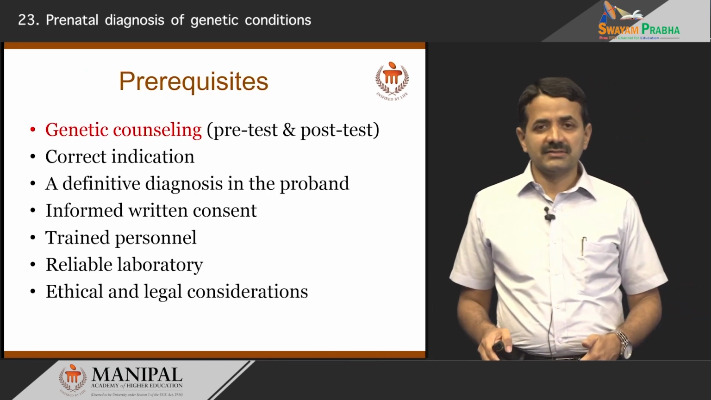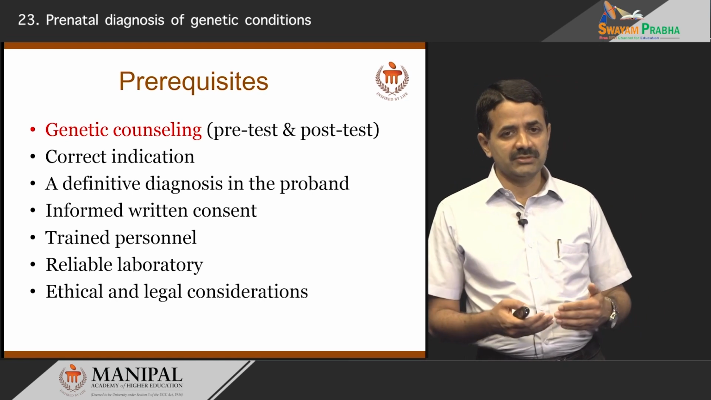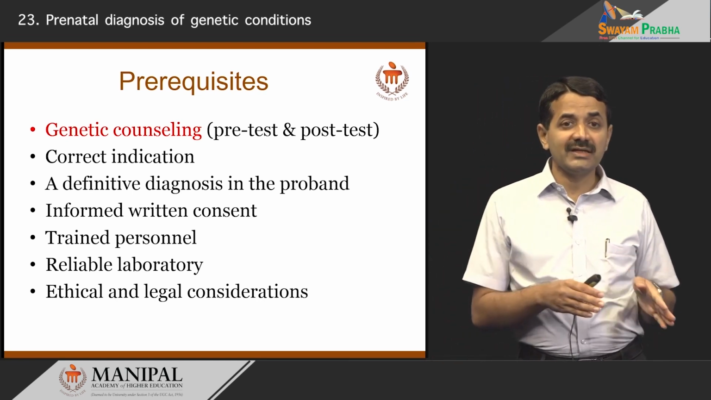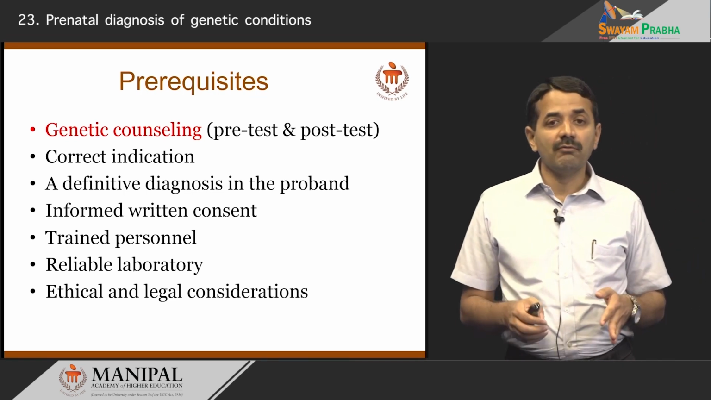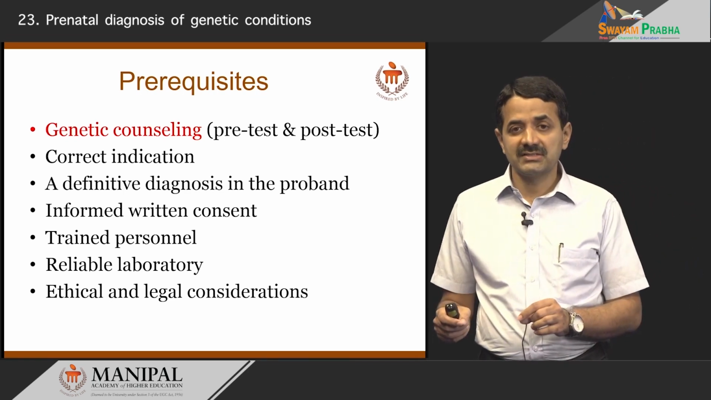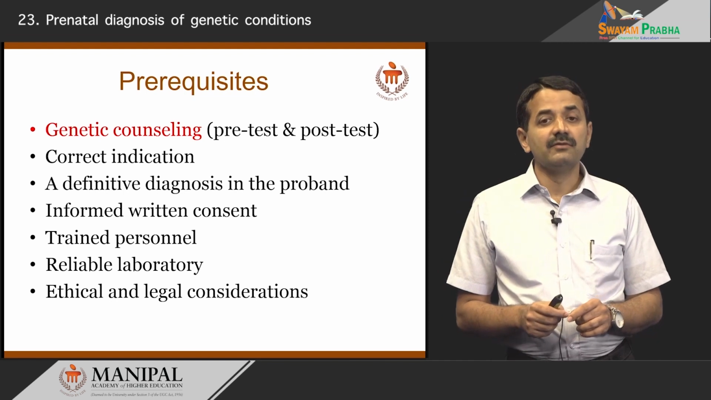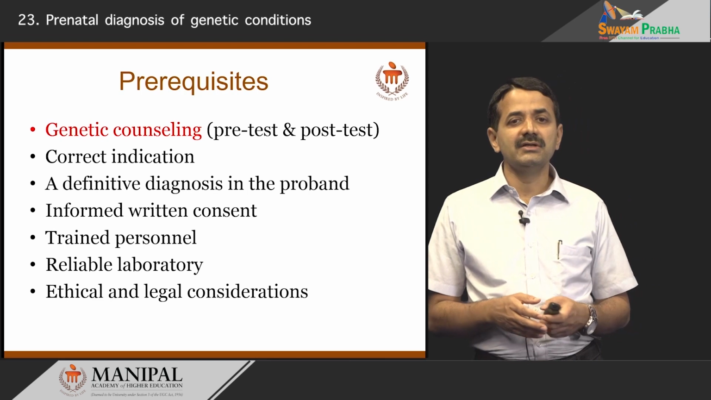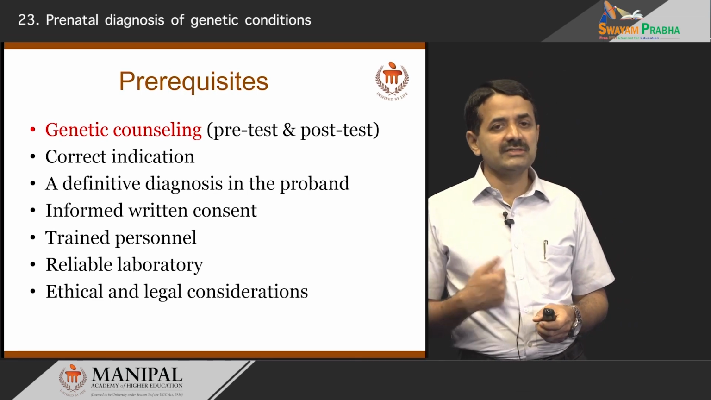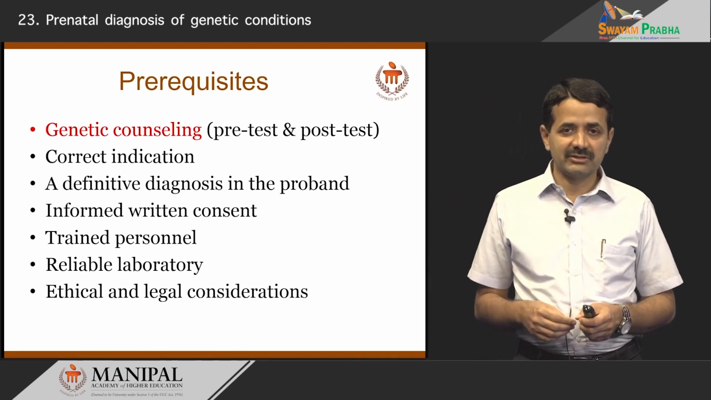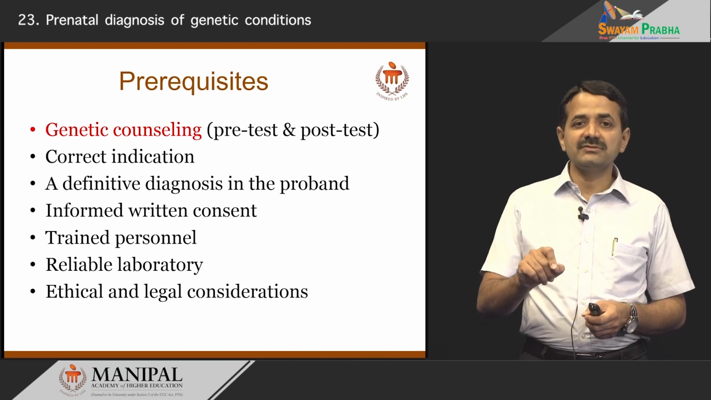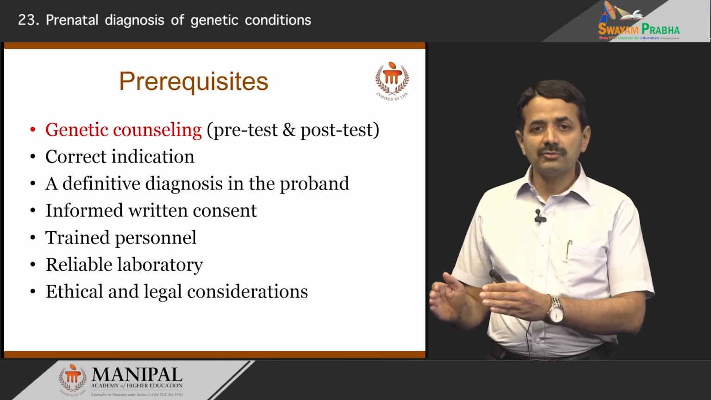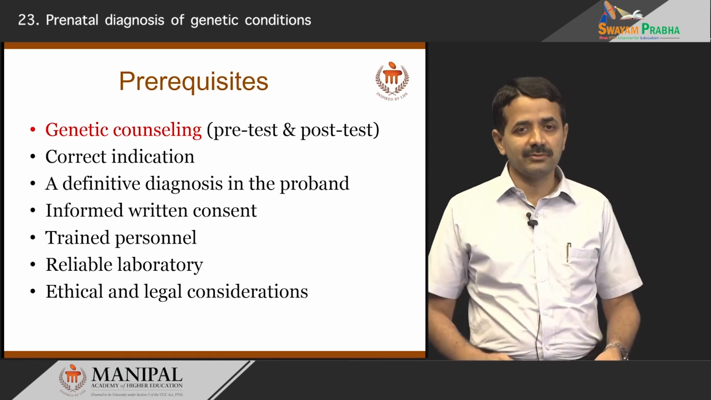Before you do the test, we need to have a list of things to do. One of the most important is genetic counseling. People should know what test is being done and why it is being done, before the test and after the test. I will give you the list of things we discuss during genetic counseling in my subsequent slide. A correct diagnosis or correct indication should be established. If you do not know what you need to look for, you will not be able to do the test.